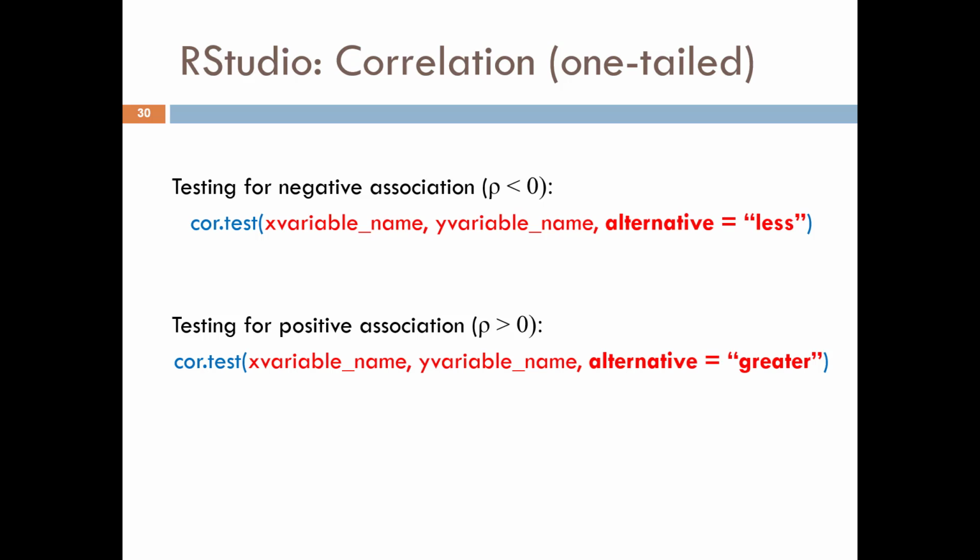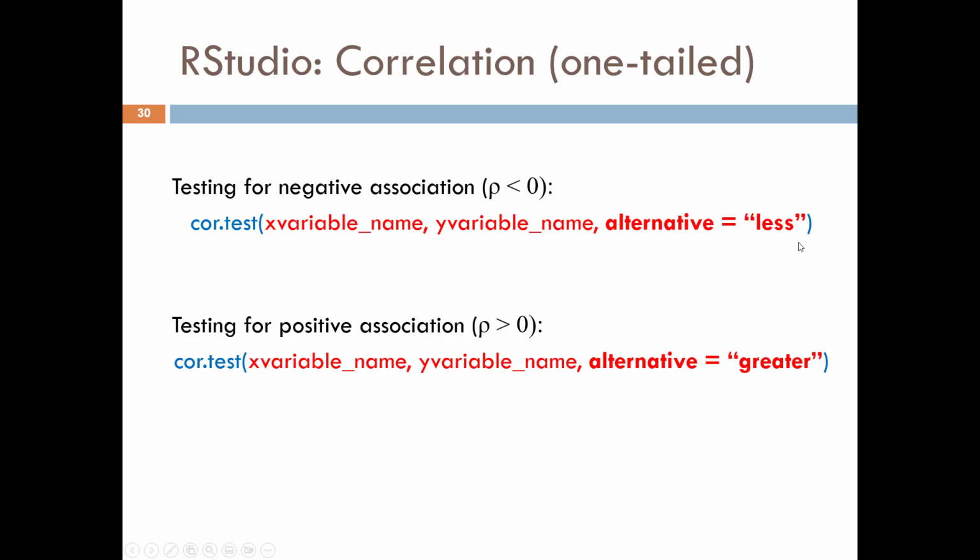Now when you get to RStudio, we are still working with our friend cor.test. And much of the function will look very familiar to you. So you provide R with the X variable name and then the Y variable name. But now we have a new statement to add after a comma that starts with alternative. And so alternative equals, and then in quotation marks, less or greater, depending on your hypothesized direction of the effect. And so in our example, we're expecting a negative association, so we would use alternative equals less.